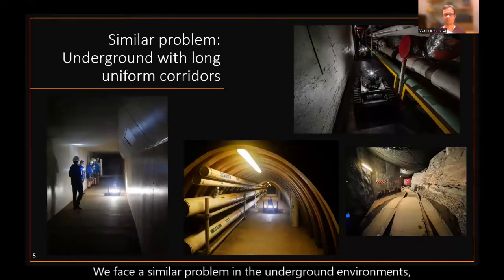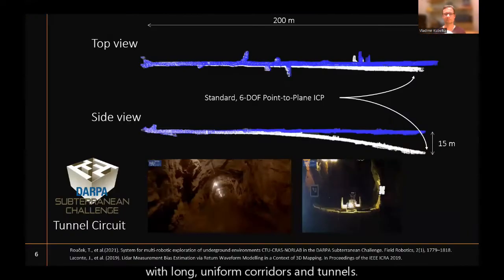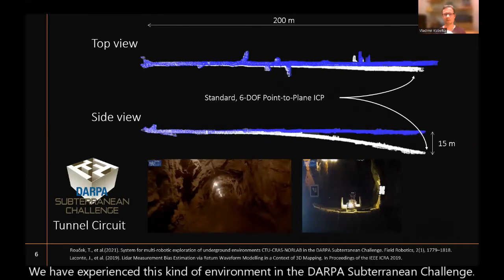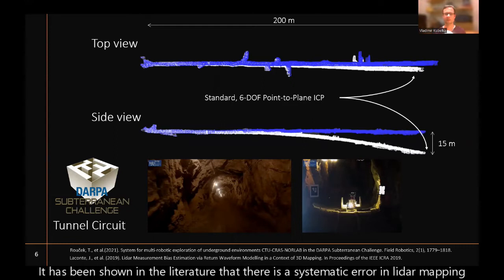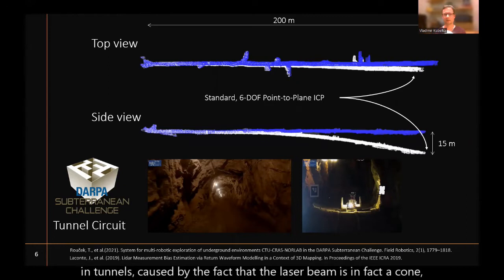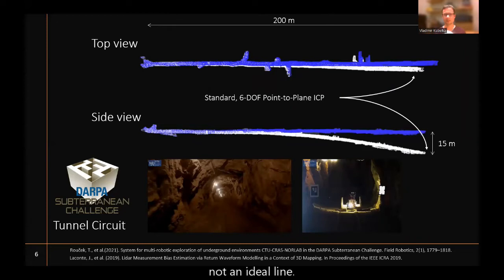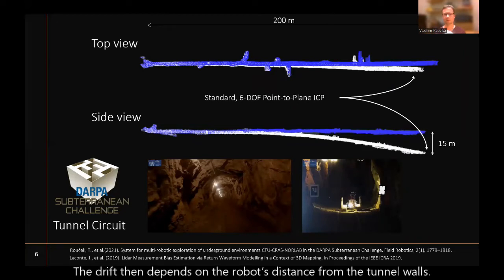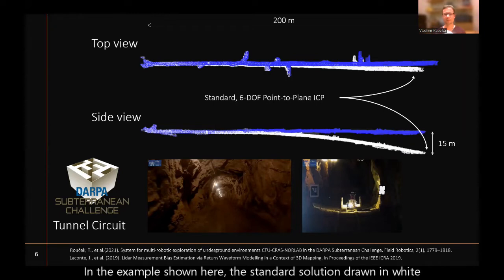We face a similar problem in the underground environment with long, uniform corridors and tunnels. We have experienced this kind of environment in the DARPA Subterranean challenge. It has been shown in the literature that there is a systematic error in lidar mapping in tunnels caused by the fact that the laser beam is in fact a cone, not an ideal line. The drift then depends on the robot's distance from the tunnel walls. In the example shown here, the standard solution drawn in white is bending downwards, similarly to the forest experiment.